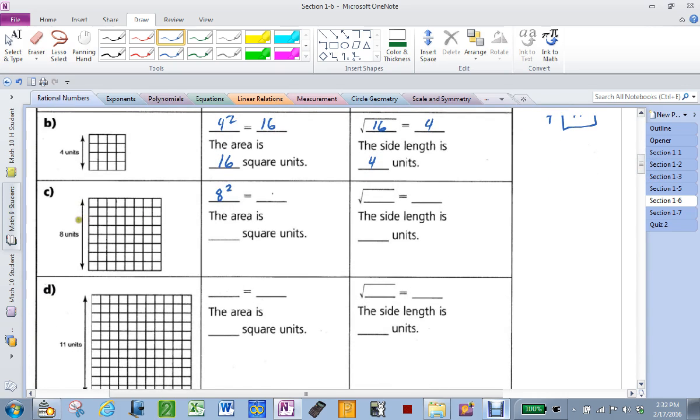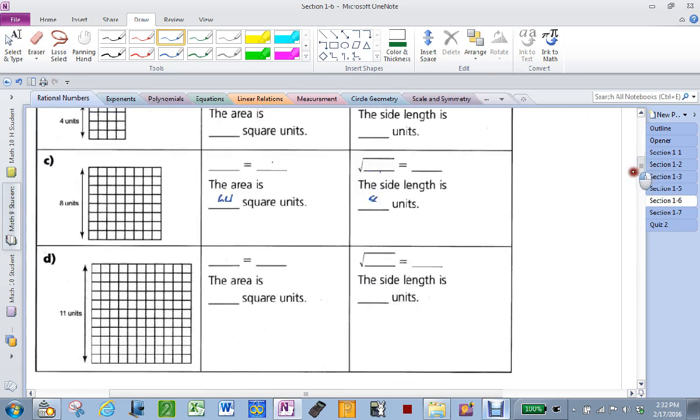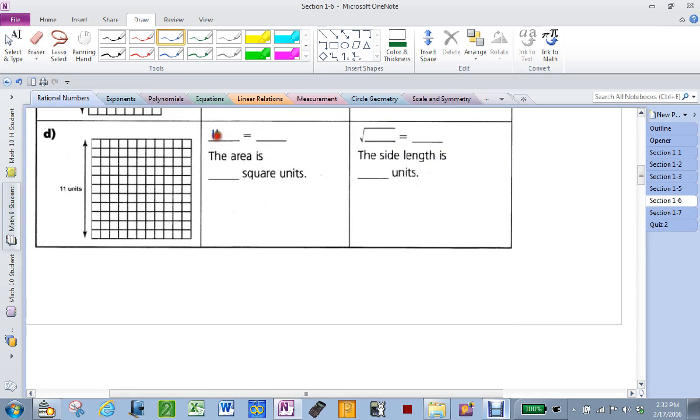8 squared, because I had 8 and 8, is 64. So the area is 64. The root of 64 must be the side length, which is 8. And 11 squared is 121. Area is 121 square units. So the square root of 121 is 11. Okay? I know this is going faster than it went in class, but I trust that you're okay because you sat through the class already.